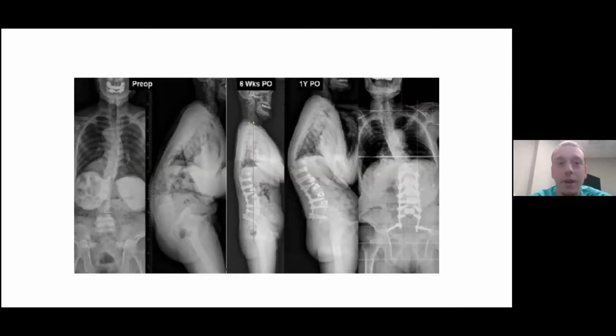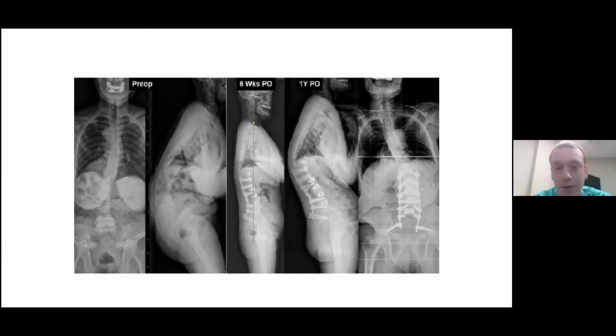Here on the left, we have standing scoliosis x-rays showing some level of kyphoscoliosis. The patient underwent surgical intervention, and the 6 weeks post-op x-rays show proper placement of instrumentation and correction of the sagittal balance. But this patient had underlying decreased bone mineral density, and it was not treated aggressively. This resulted in what we can see here on the 1 year post-op x-rays, where we can see proximal junctional kyphosis.